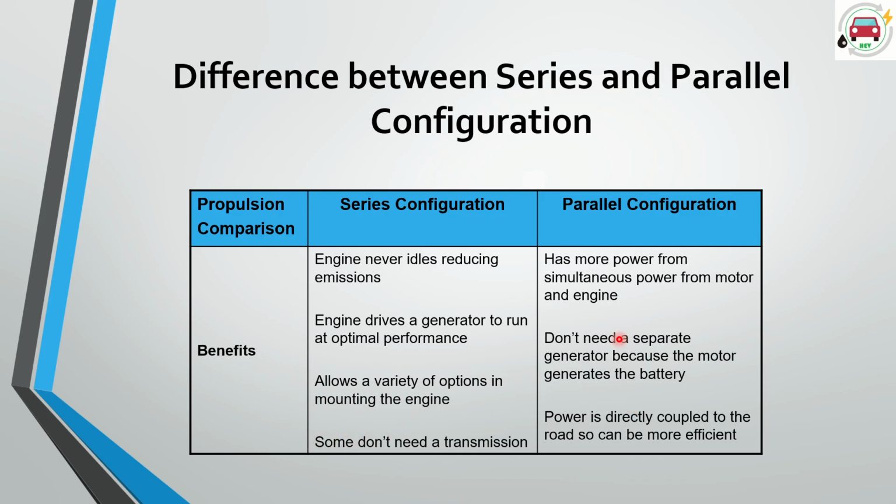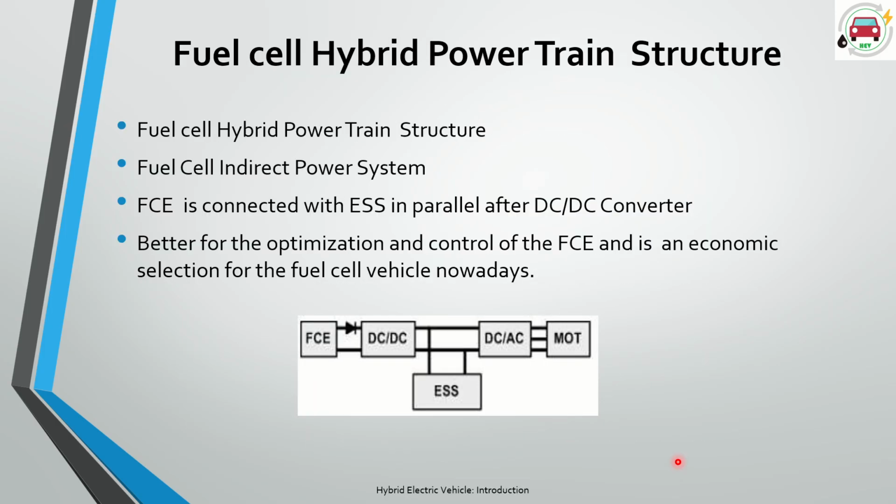Okay, so the series configuration doesn't need the transmission, but in the parallel configuration we need the power to be coupled with the road, to have a more efficient system, right? So to get more efficient work, we need to have the transmission over here, right? Simply, these are the points I wanted to add on that.